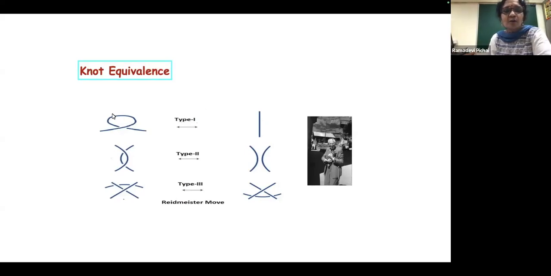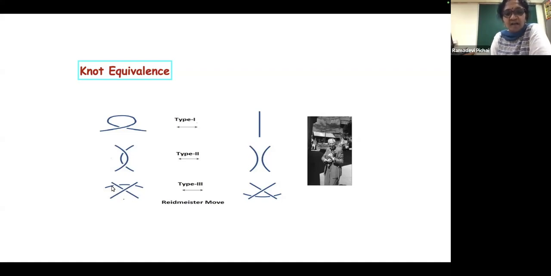Any region, you go and look at a specific self-crossing. This is what is called, in the literature, Reidemeister move 1. You can unwind it and make it like a straight line. In other cases, where one curve is going over the other curve, you can actually slide it.